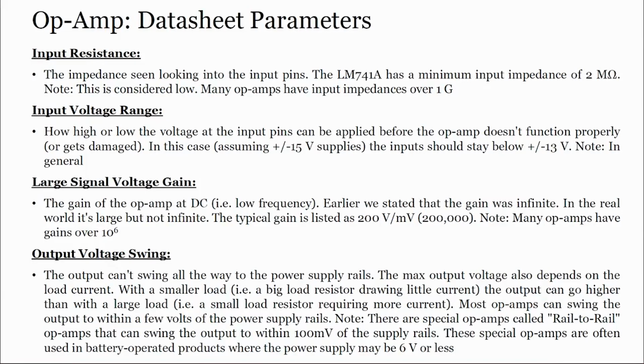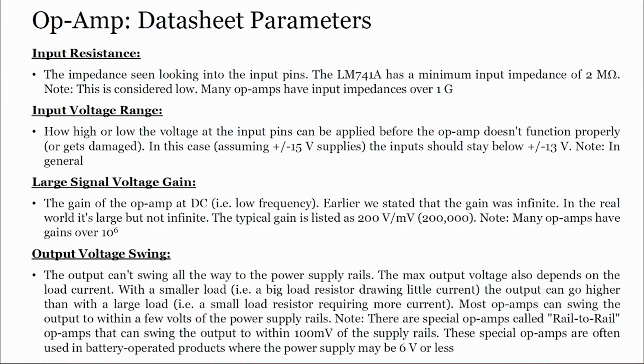Large signal voltage gain, what is that? The gain of the op amp at DC, that is low frequency. Earlier we stated that the gain was infinite, but in a real situation it is large but not infinite. The typical gain is about 200 volts per millivolt, or 200,000. Many op amps have a gain of greater than 10 raised to 6.